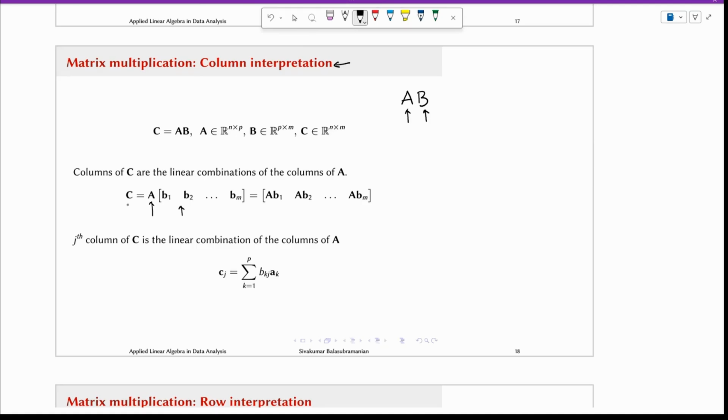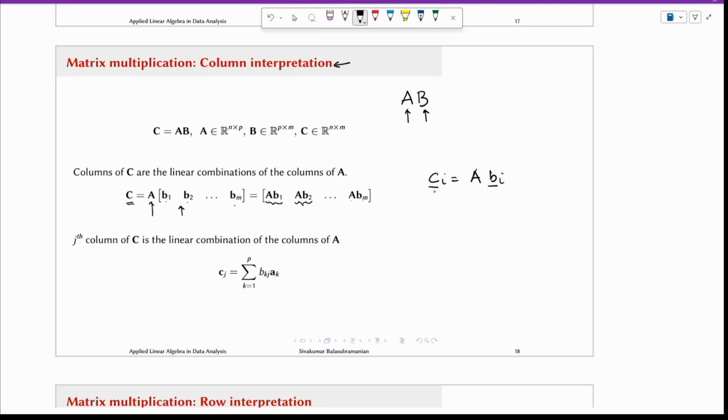Okay. And the resulting matrix C is nothing but each of the individual columns of B multiplied by the matrix A. So if you write it like this, then the resulting matrix will simply be A times B1, A times B2, A times Bm. Okay. That means the first column of C will be A times B1. The second column of C will be A times B2, and the ith column of C will simply be A times Bi.